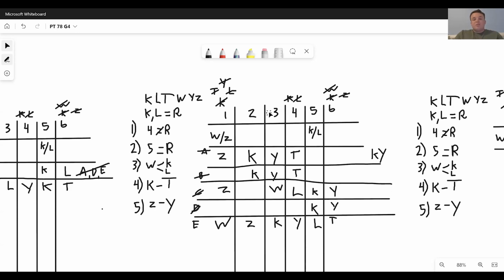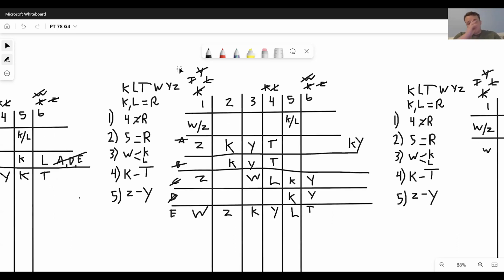Let's go through this one. Does anybody want to share their answer? I know some people shared it in chat. Does anybody want to say how they got there?